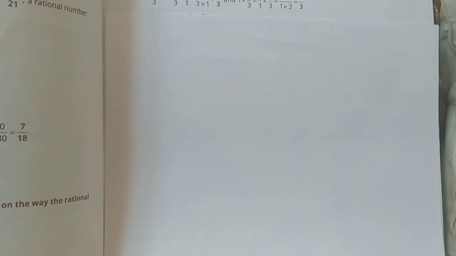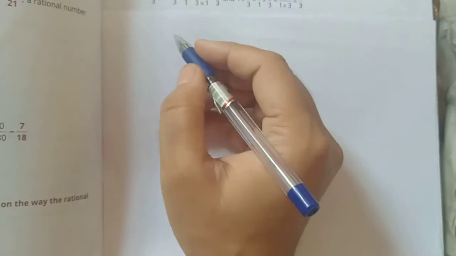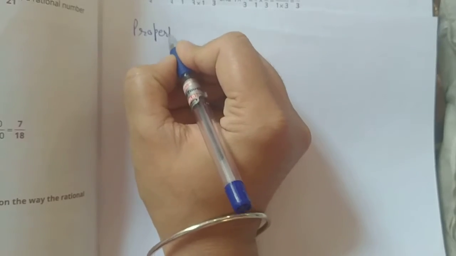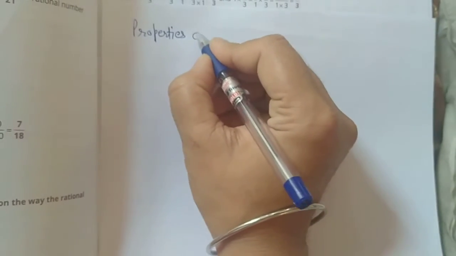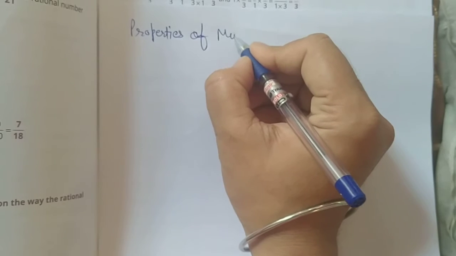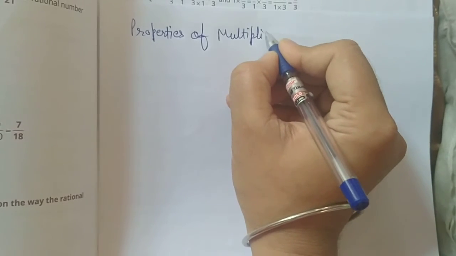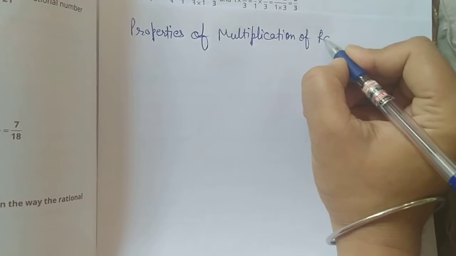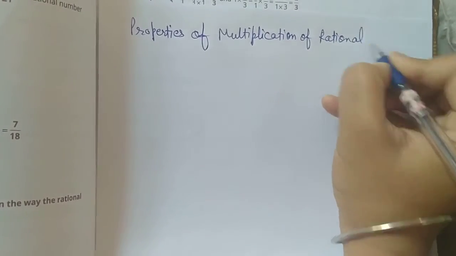So students, we have already started chapter number 2, and exercise 2.1 is already done. So, the next topic, let us start with properties of multiplication of rational numbers.